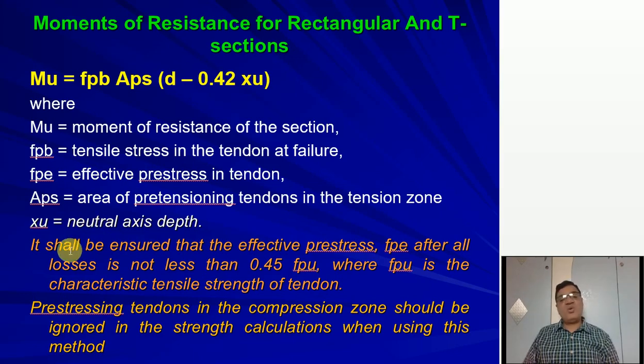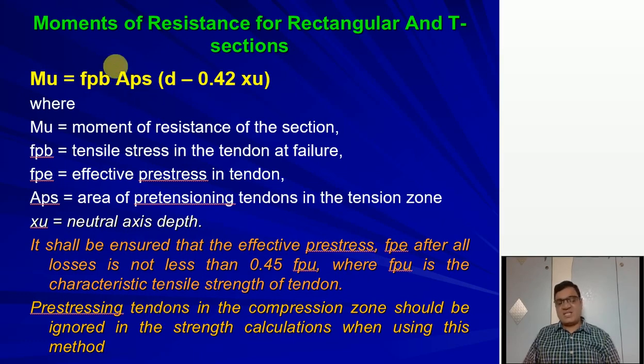Well, there is one note given here. It shall be ensured that the effective prestress FPE, that means this value, after all losses is not less than 0.45 FPU, where FPU is the characteristic tensile strength of the tendon. The stressing tendons in the compression zone should be ignored in the strength calculation when using this method. That means when you calculate the APS value, you just ignore the stressing tendons in the compression zone.